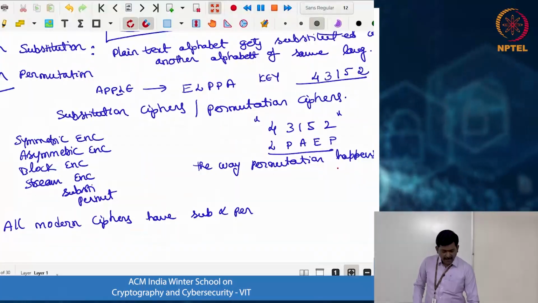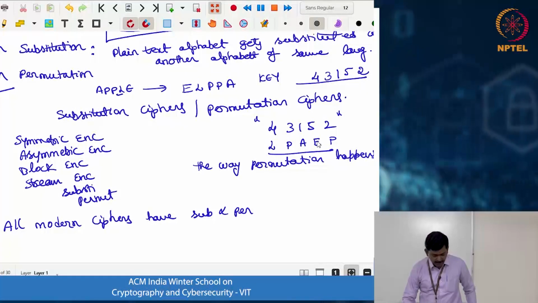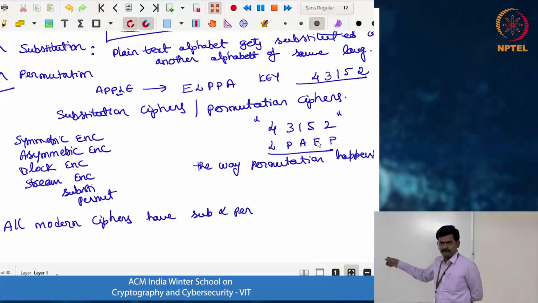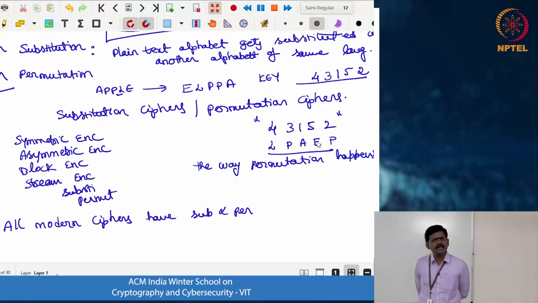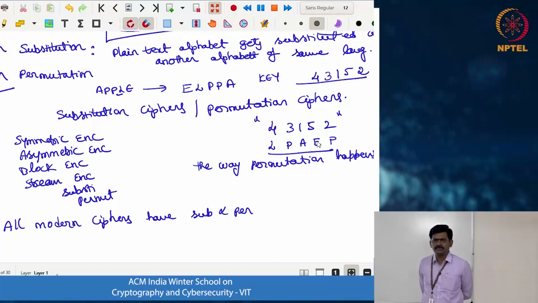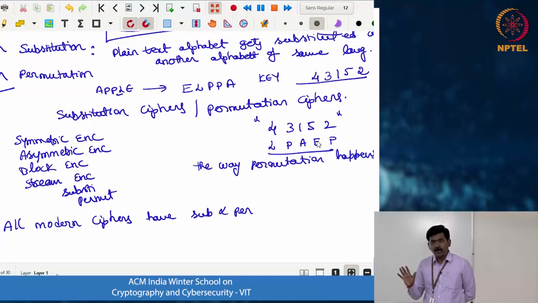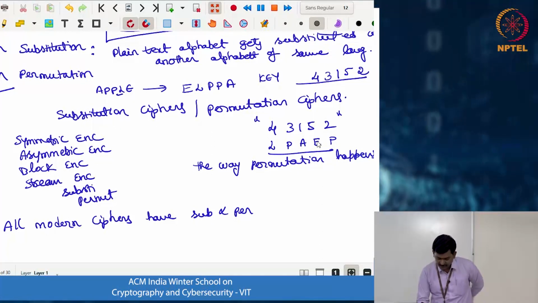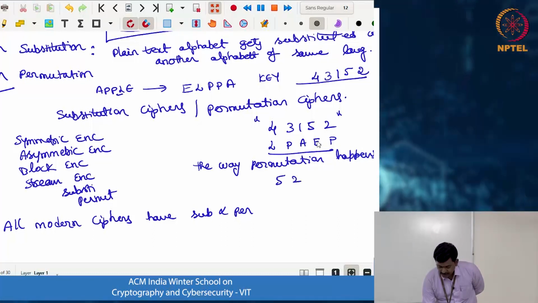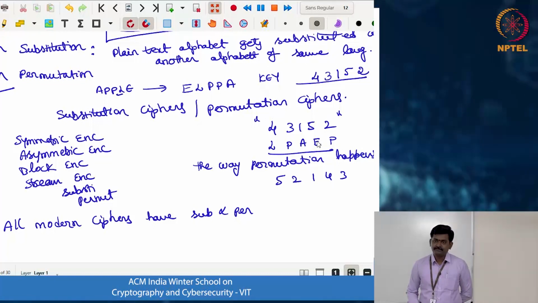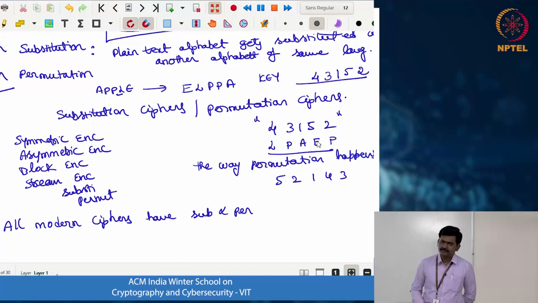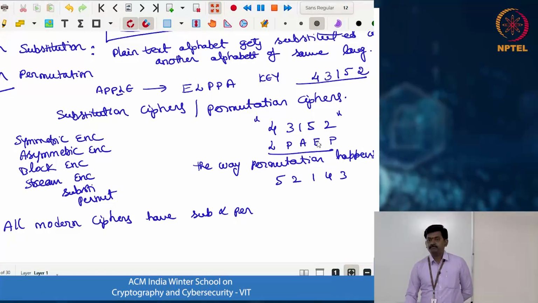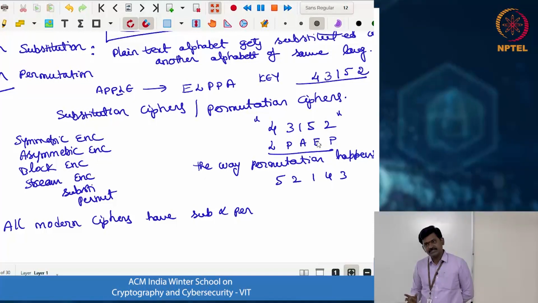If I am substituting L in the place of A, what is the logic there? Is there any mathematical logic? No. It all depends on the position and the key, the way I defined the key. Now say I follow a different key: my key is 5, 2, 1, 4, 3. Then you get an altogether different cipher. So based on the key, your output is changing.